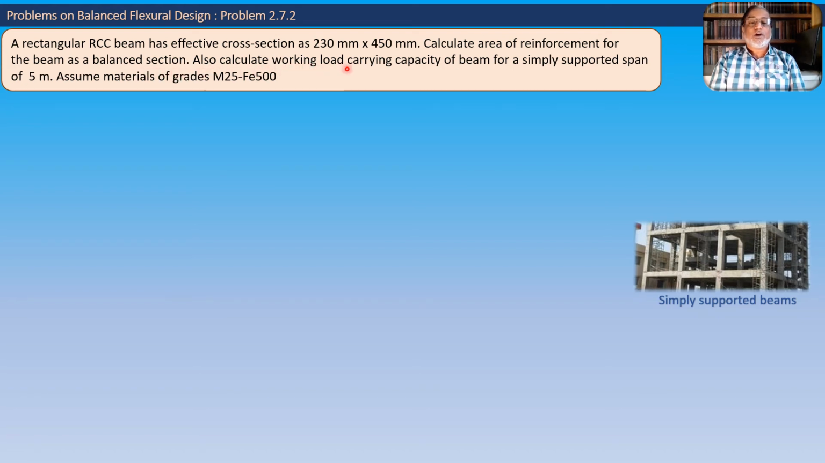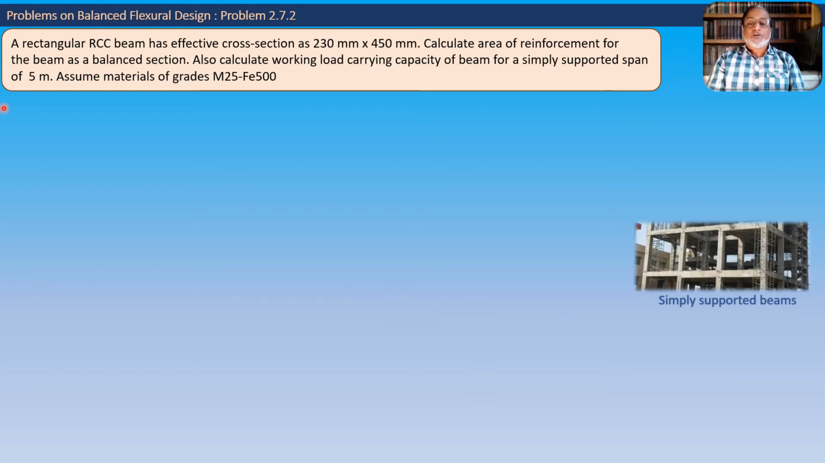Also calculate working load carrying capacity of the beam for a simply supported span of 5 meters. Assume materials of grade M25 Fe500. Again, here we get the example of the beam as a field example: this is a construction site going on and we are having 3 beams on one level and 3 beams at the other level. There are columns and we can assume all these 6 beams to be simply supported over the columns.